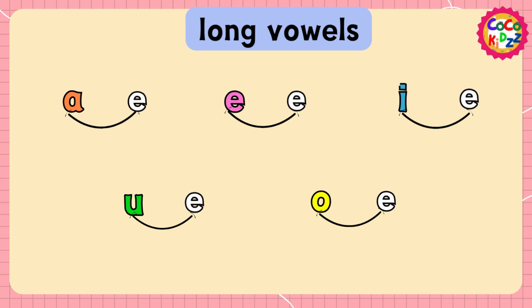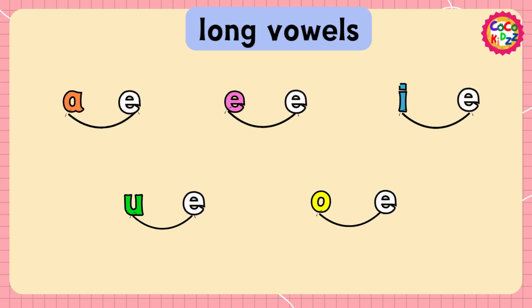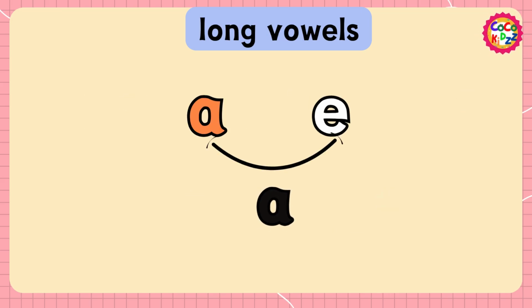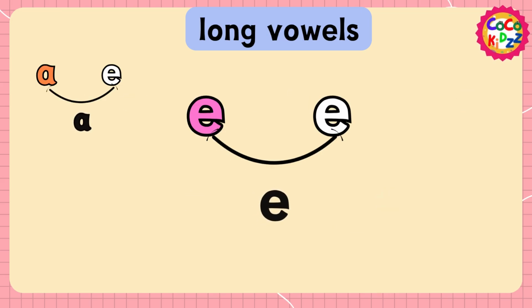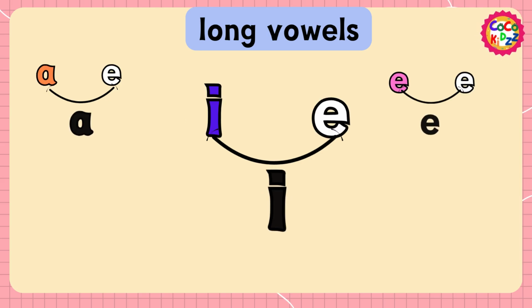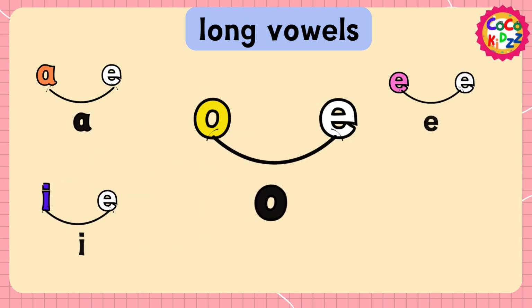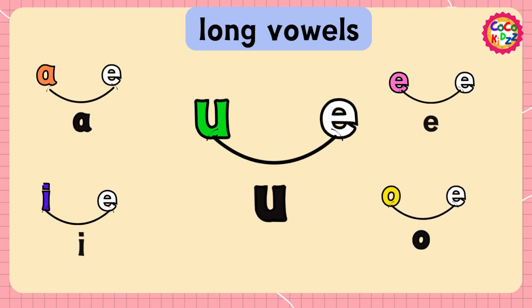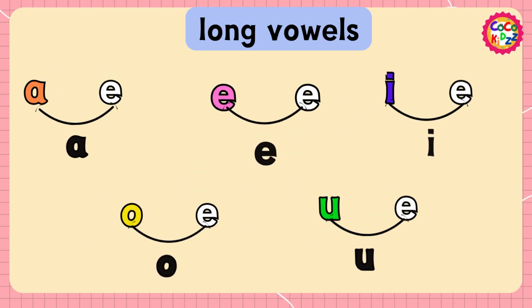Long vowels often occur with the help of a silent E and sound like the vowel's name. For example, A, E, I, O, U. Let's look at some words.